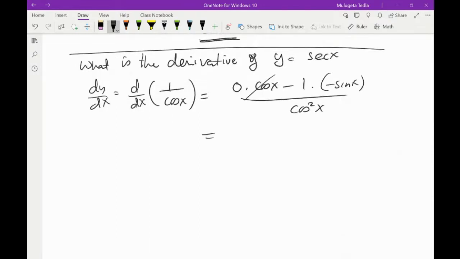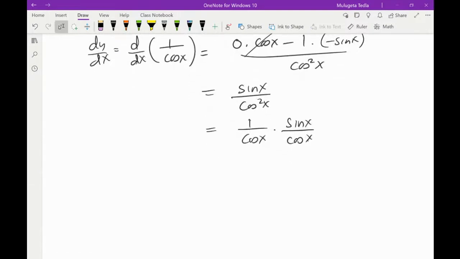So this is 0, this is then plus sine x over cos squared x. So this is better written. You can leave it like that, but it is well known by a different format: sine x over cos x times 1 over cos x. Or you could do 1 over cos x times sine x over cos x. These are the same. 1 times sine x is sine x, cos times cos is cos squared. So except the writing difference, they are exactly the same.